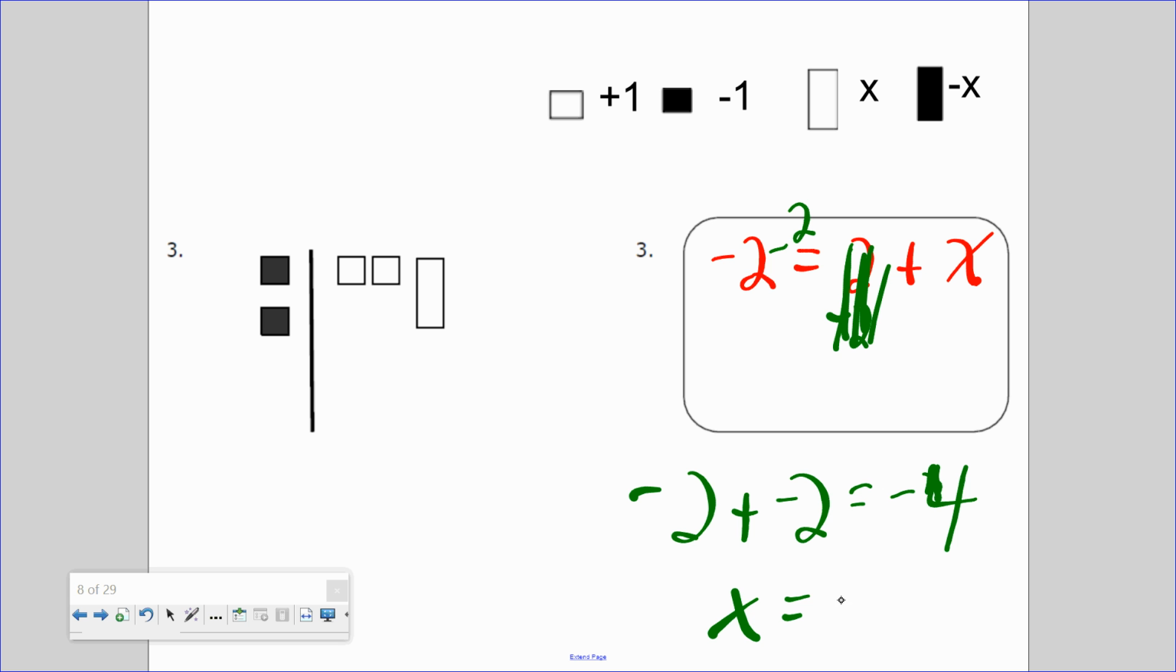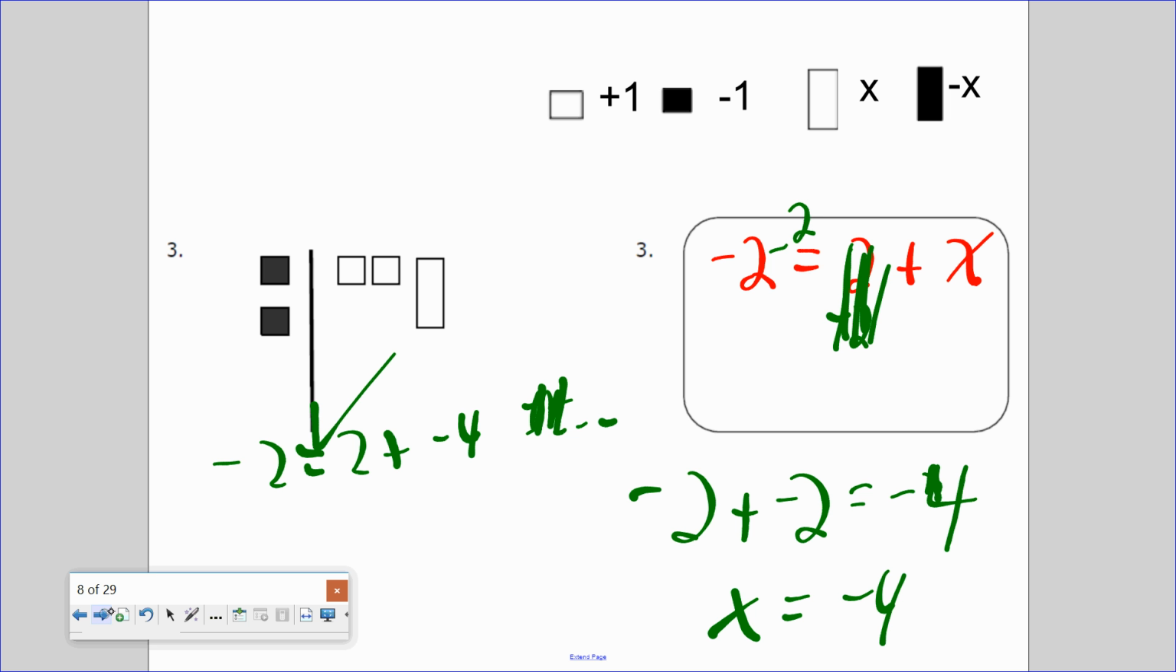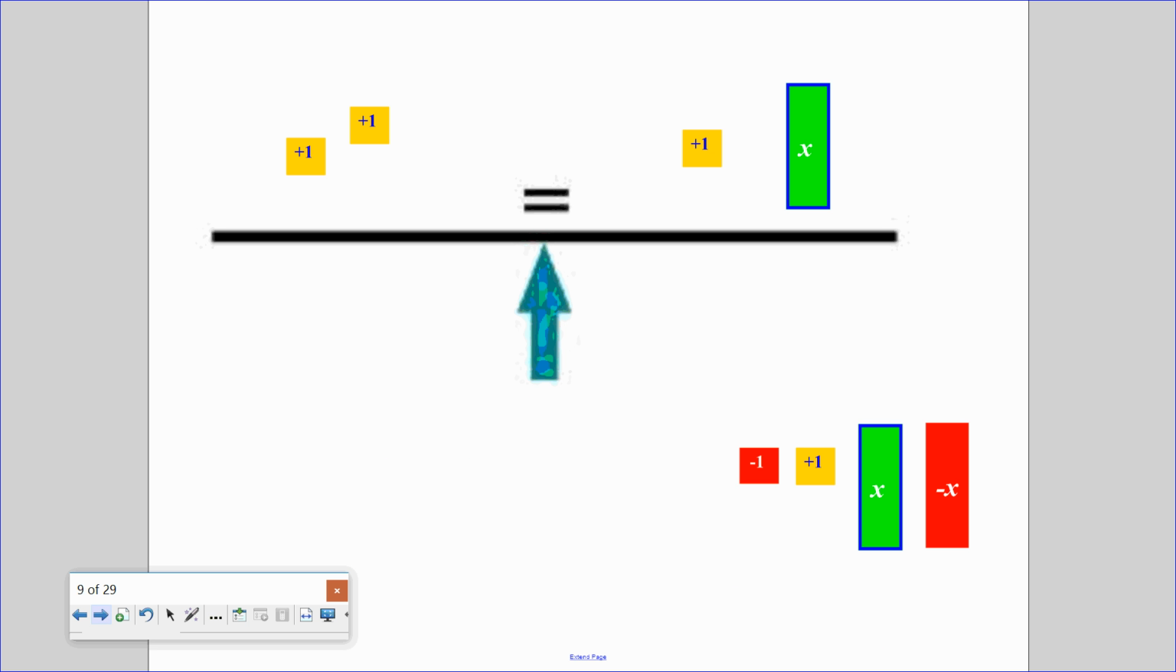So x equals negative 4. To check my work, I substitute or replace this x with negative 4. 2 positive, 4 negative is negative 2. Check mark. Number 4. So we have 2 equals 1 plus x.